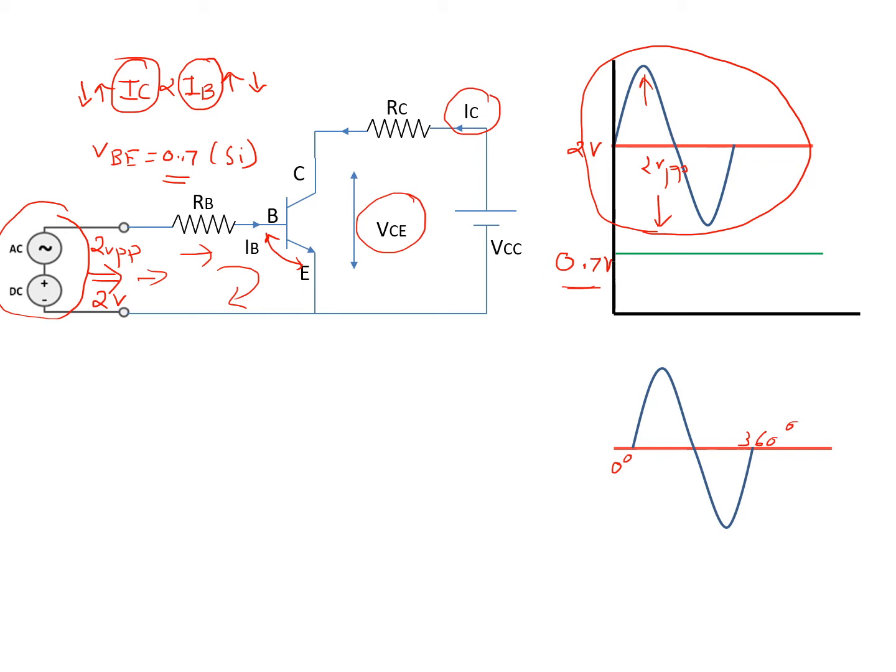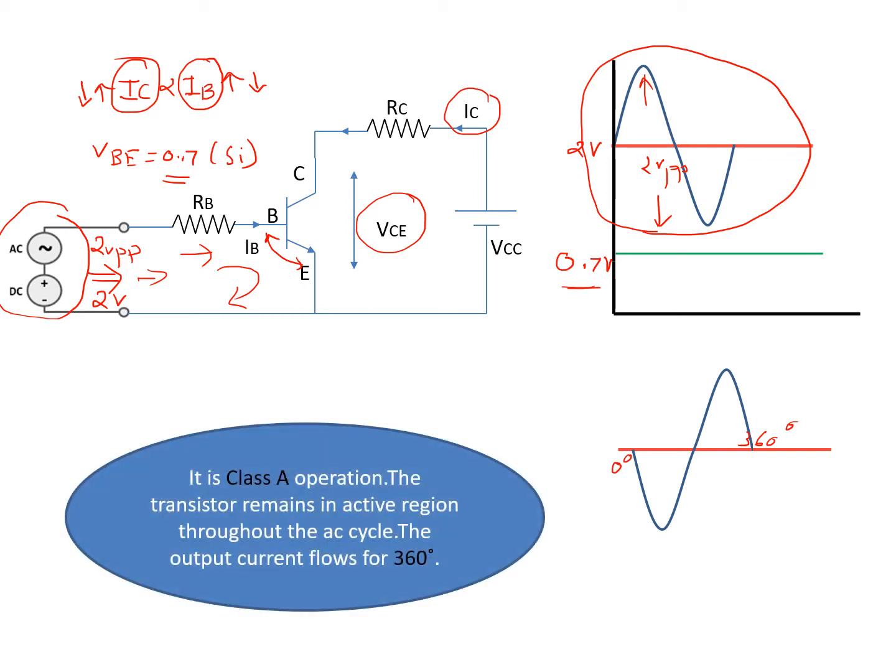If we draw the graph for VCE, it would be like this. This is the graph for VCE. It is inverted because it is a common emitter configuration. What is our conclusion from this discussion is that IB is flowing for the full cycle. So the current IC is flowing for the full cycle. So this type of operation is known as class A operation, in which the transistor remains in the active region throughout the AC cycle and the output current flows for 360 degrees.